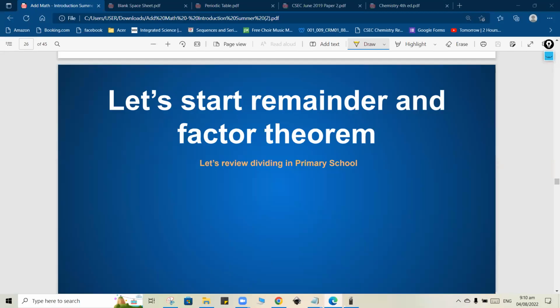Today's main topic is remainder and factor theorem. So today is all about dividing and finding remainders. Let's quickly look at the screen here. I just want to show you a concept that you may have taken for granted when you were in primary school.